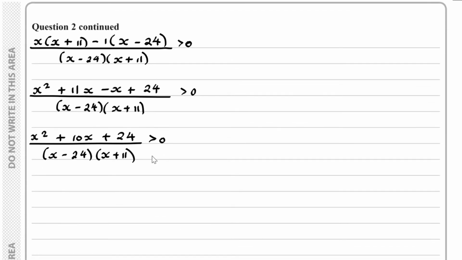Okay? And on the top, we can factorize that. So we have x plus 6 lots of x plus 4. On the bottom, we've got x minus 24 lots of x plus 11, and this is greater than 0. And at this point, I think it would be a good idea to sketch this rational function.